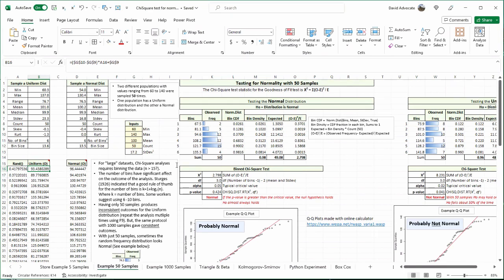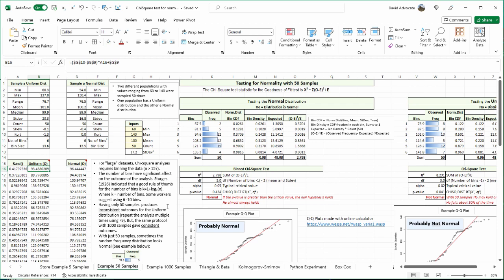For large data sets, such as this one here, the chi-squared requires binning roughly when you have samples more than about 15. The number of bins has a significant effect on the outcome of the analysis. Sturges in 1926 indicated that a good rule of thumb for the number of bins is to use 1 plus the log 2 of the number of samples. Some authors suggest using between 6 to 10 bins simply.